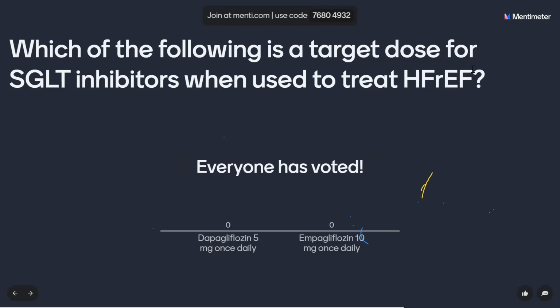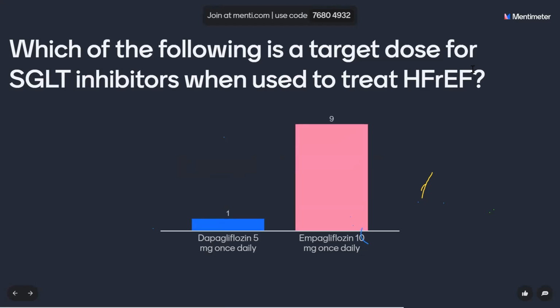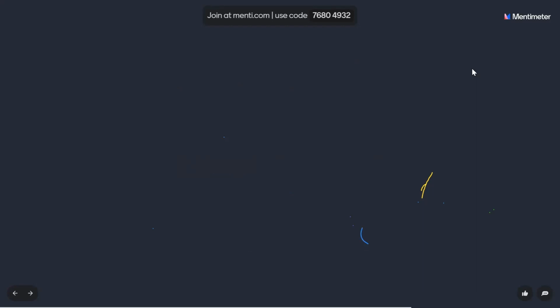Great. Everybody's voted. We get 100% here. So empagliflozin 10 milligrams is the target dose. For dapagliflozin, you have a 5 milligram dose and a 10 milligram dose, but the 10 is what you use to treat HFrEF. For empagliflozin, there's also a 25 milligram dose that's out there, but that's the diabetes dose. So for HFrEF, we use the 10 milligram dose.